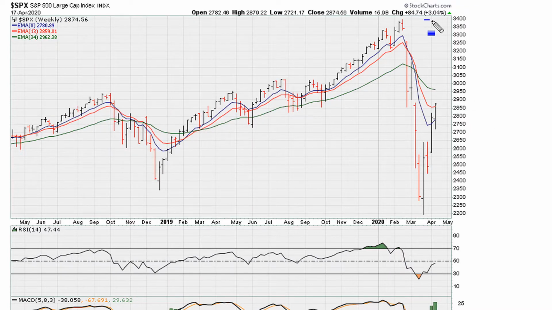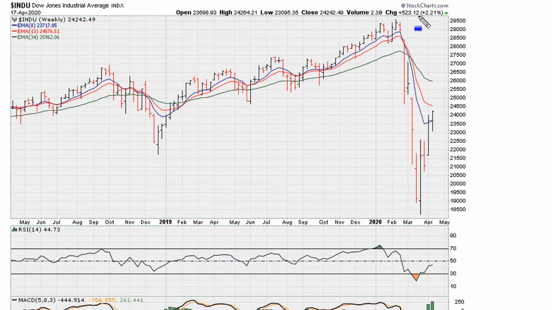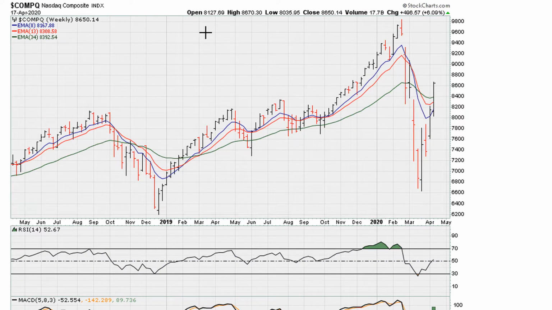For the week, the S&P 500 was up 3%. The Dow was up about 2.2%. And we can see that the Nasdaq was up the most, up a nice 6% plus. And this makes sense because of the three major averages, on the weekly chart, only the Nasdaq was able to move above RSI 50, hence the bigger move in relation to the S&P 500 and the Dow.